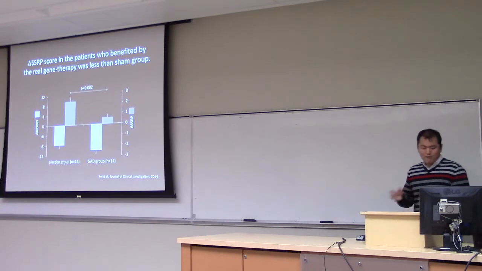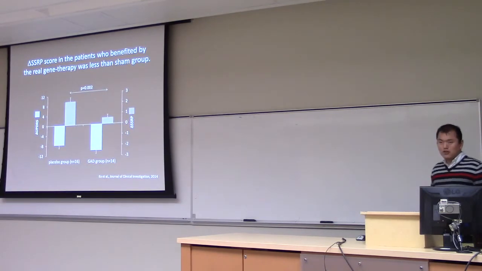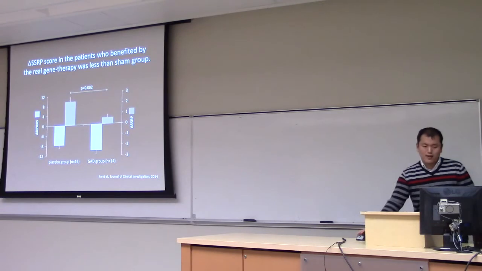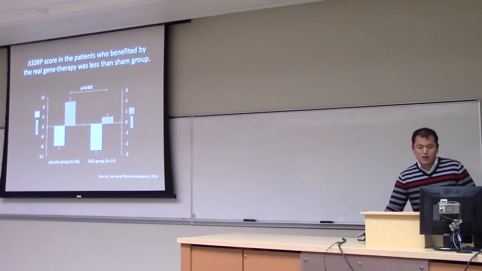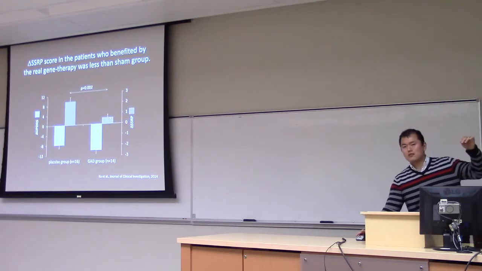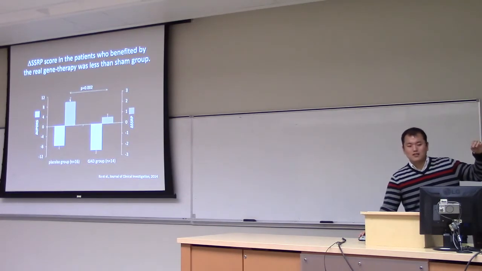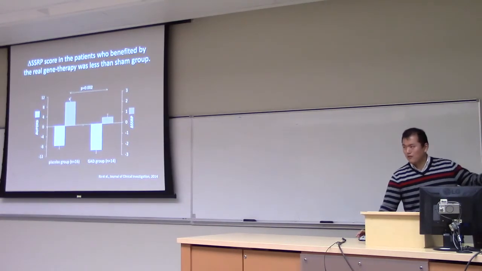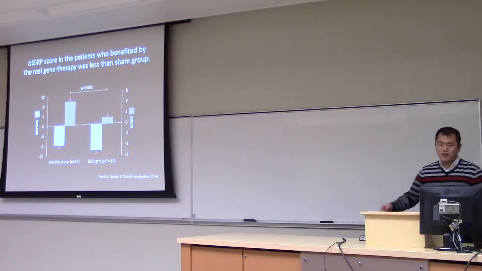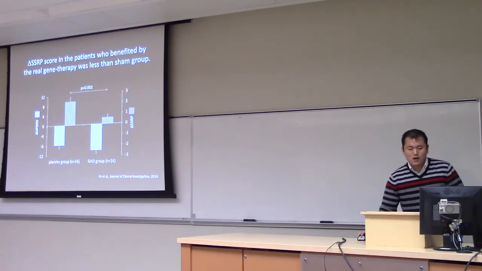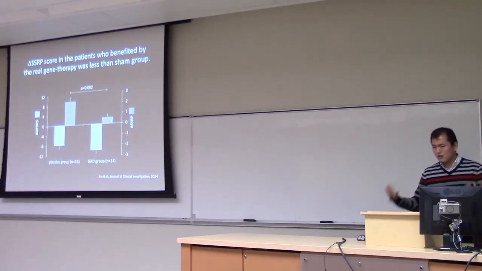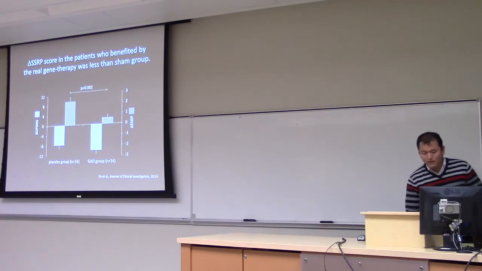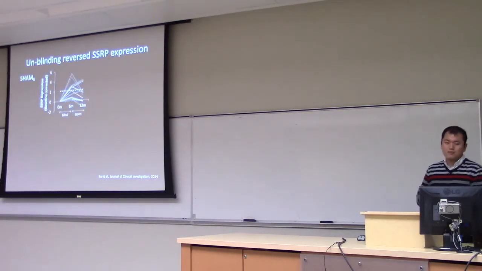And also we looked at what happened in the patients who actually received the real gene therapy, and these are basically the patients who got benefit from the gene therapy. This is SSRP expression in the gene therapy group. There was a slight increase, but significantly less than the patients who benefited from the sham surgery, which suggests that these patients who received the gene therapy, their improvement is not just the placebo effect. There must be something else going on, because they didn't fully activate the sham surgery effect related pattern.